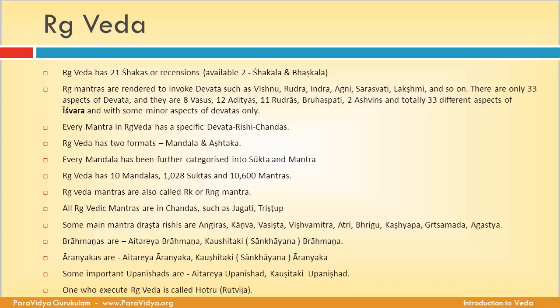There are only 33 aspects of Devata. And they are 8 Vasus, 12 Adityas, 11 Rudras, Brihaspati, 2 Ashwinis, and totally 33 different aspects of Ishvara, and with some minor aspects of Devatas only.